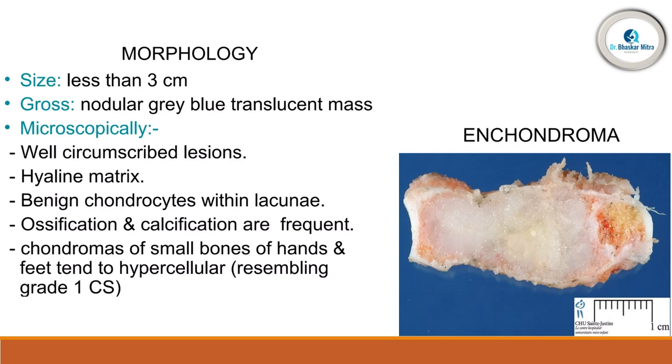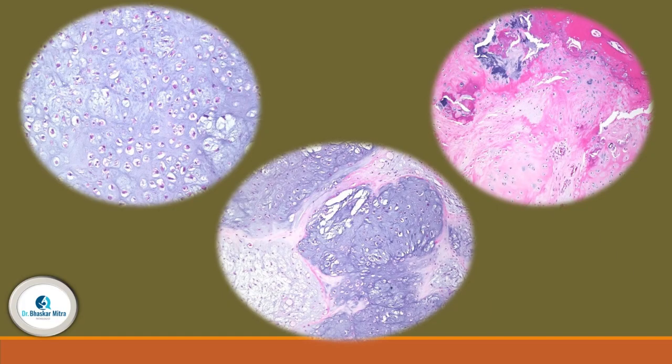There may be ossification and calcification, and usually they are hypocellular, but it can be hypercellular, resembling very closely grade 1 chondrosarcoma, and that is very difficult for us to differentiate. In the microscopy we can see this is a benign cartilaginous area. The chondrocytes are present within the lacunae. We can say that there is a single lacuna, there is a single chondrocyte, and the cellularity is much lower.